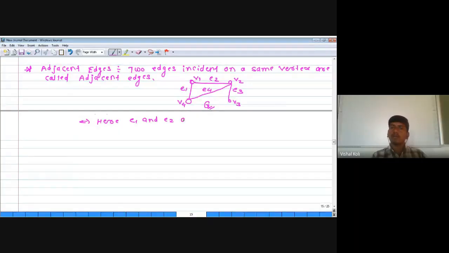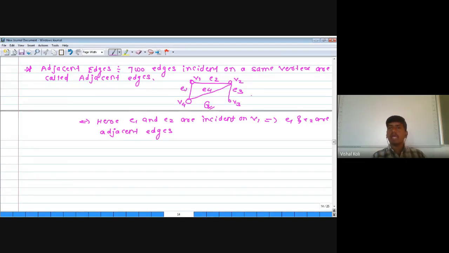Are incident on vertex V1, which implies E1 and E2 are adjacent edges. Similarly, E2 and E3 are incident on the vertex V2. Therefore, E2 and E3 are again adjacent edges. Similarly, E1, E4 are incident on V4. Therefore, E1 and E4 are again adjacent edges.